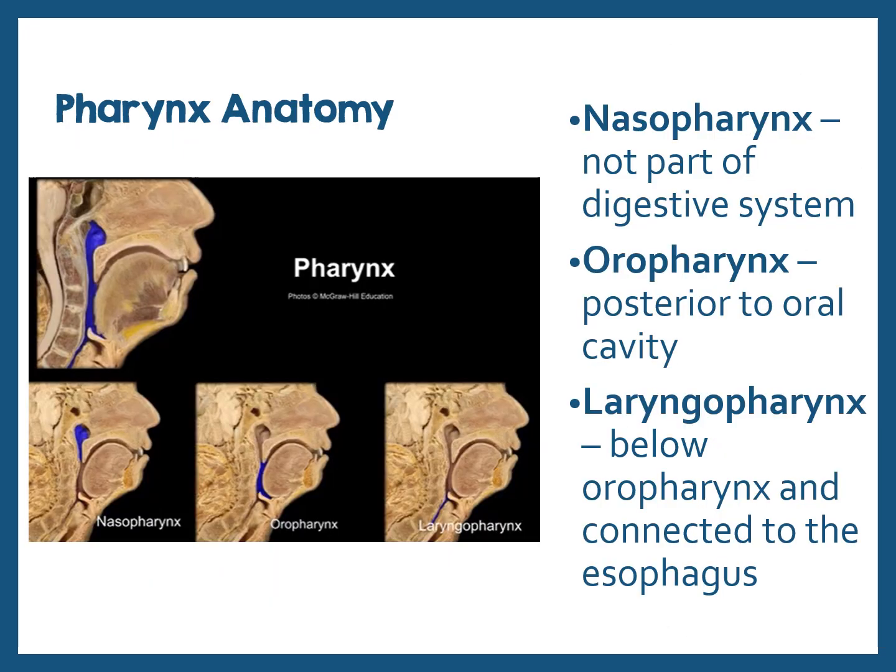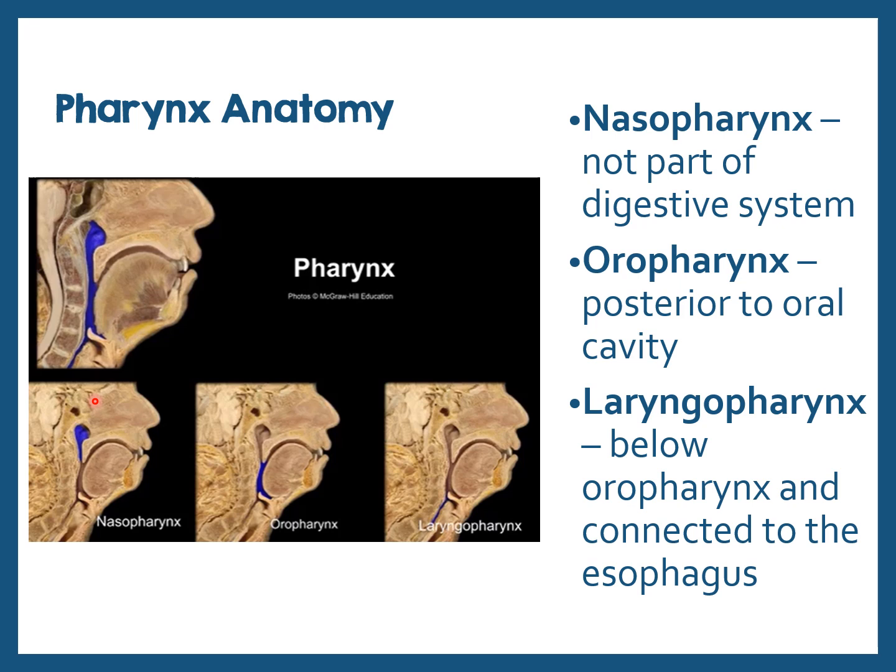The pharynx has 3 different regions. So this structure here includes the whole pharynx. The portion of the pharynx that is by your nose, we talked about more in the respiratory system. It is not part of the digestive system.